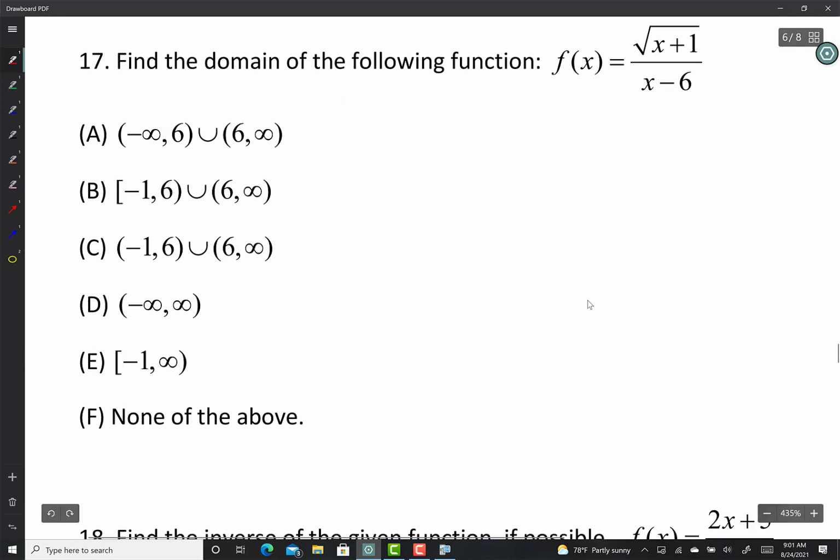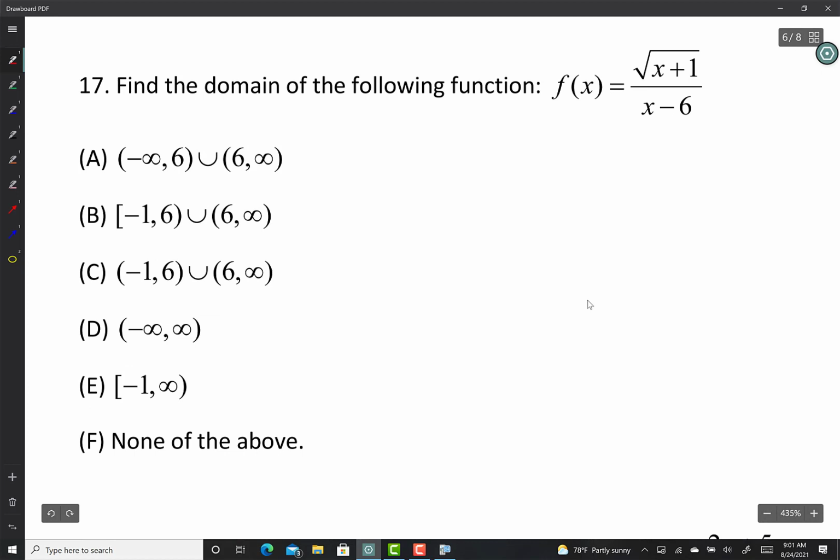Okay. 17. And we're almost done. So this has the square root of x plus 1 over x minus 6. Why am I paying attention to the numerator this time?